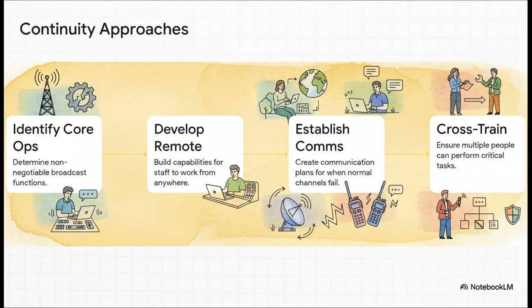First, you've got to know what's non-negotiable, what functions absolutely must continue, no matter what. Second, you have to build out those remote capabilities. Can your talent and your traffic managers actually work from anywhere? Third, create rock-solid communication plans for when normal channels are down. And fourth, and this one is huge, cross-train your people. Seriously, what happens if your chief engineer is the one who can't get to the station?